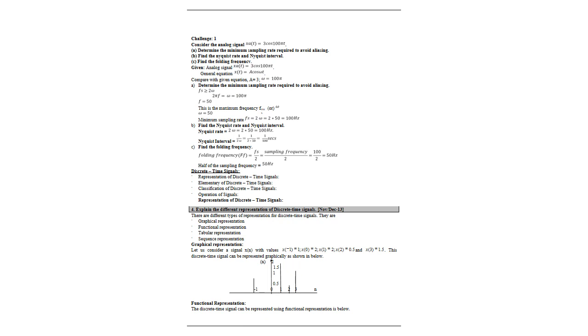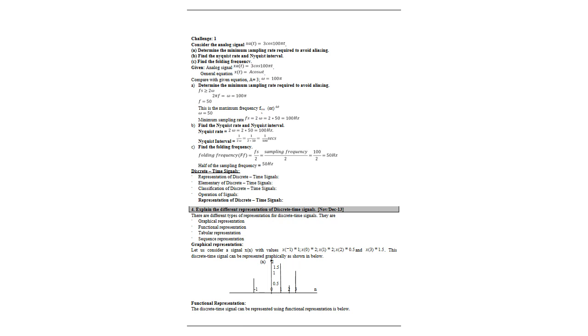First we have to write out the analog signal, that is xa of t equal to 3 cos 100 pi t. The general equation will be x of t is equal to A cos omega t. So compare these two equations. For A the value is 3 and for omega the value is 100 pi. Okay. So first, we have to determine the minimum sampling rate required to avoid aliasing.